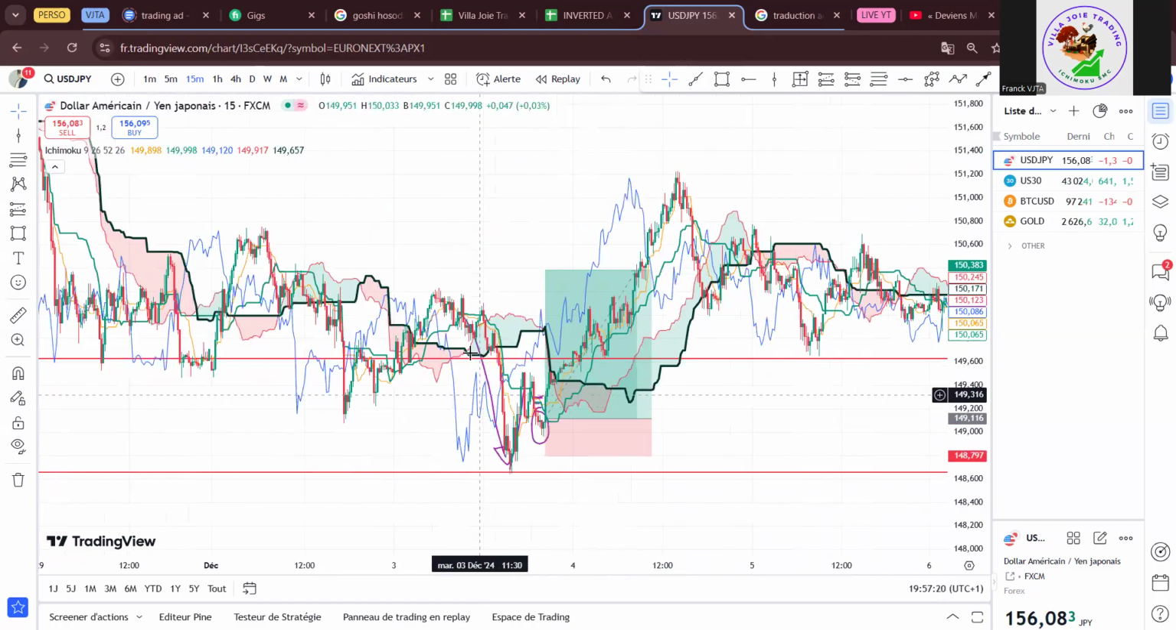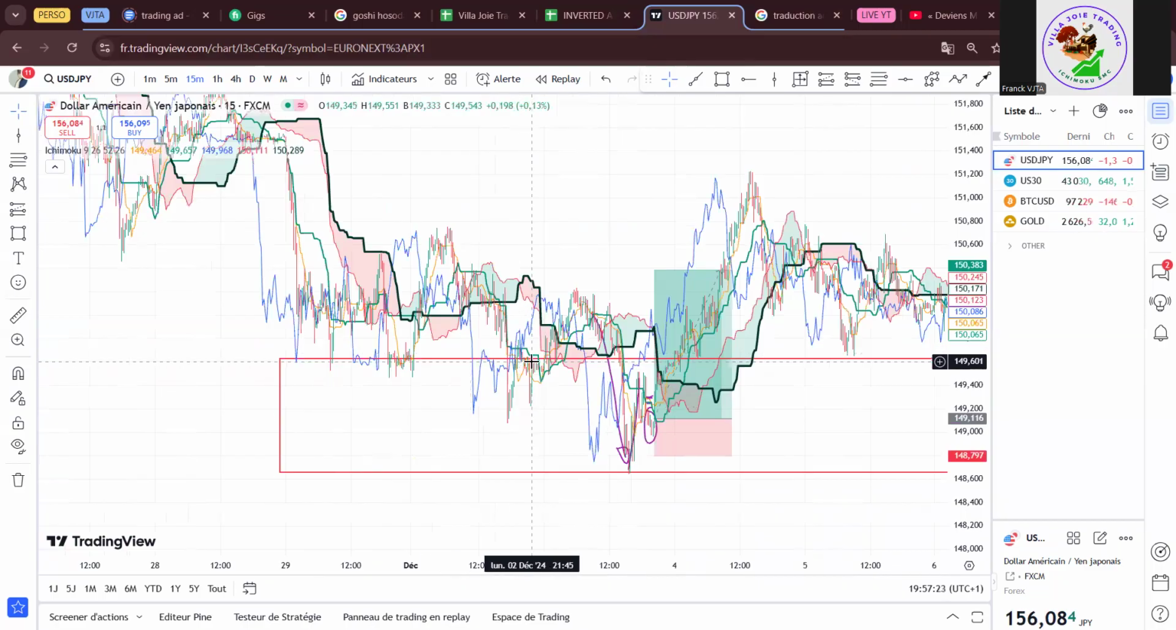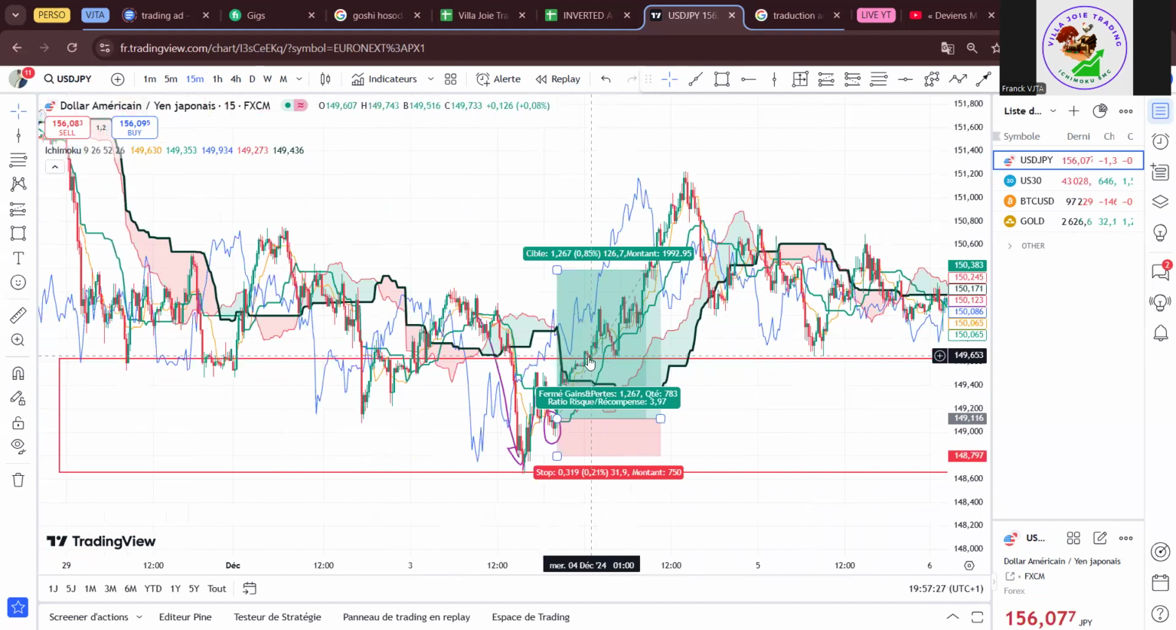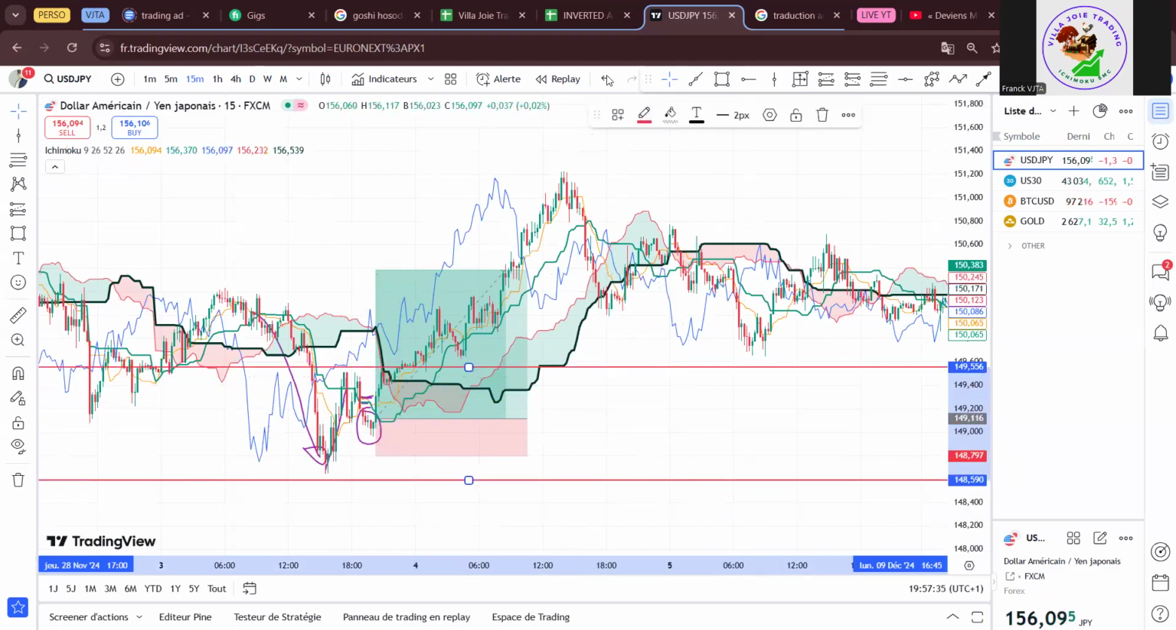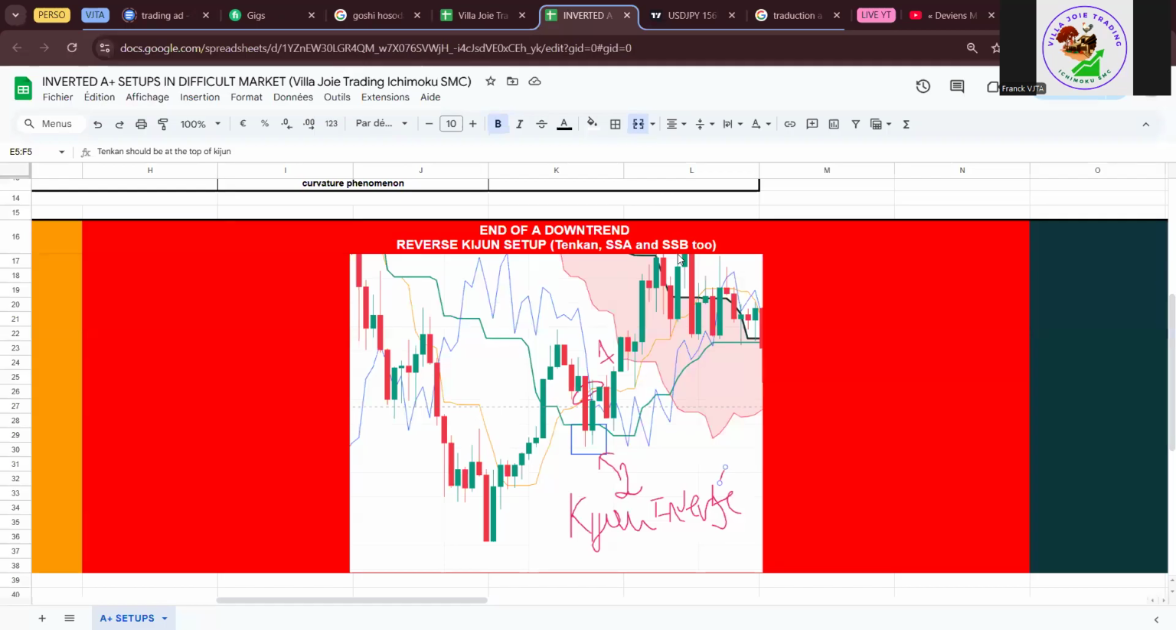Because you are inside a setup of daily SSA, you know that you can take this buy, because you are covered by this floor. Okay.